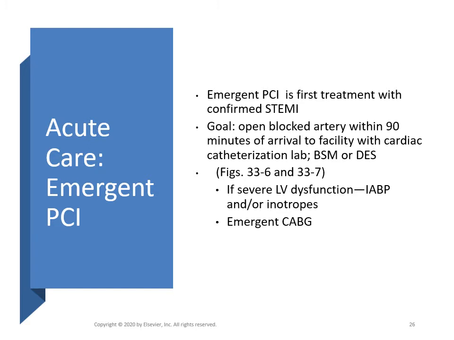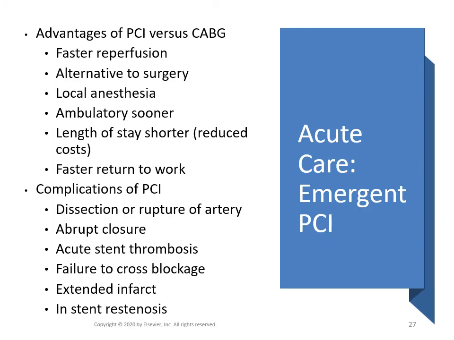In this case, the patient undergoes a cardiac catheterization to locate and assess the severity of the blockage, determine the presence of collateral circulation, and evaluate left ventricular function. During the procedure, a bare metal stent (BMS) or a drug-eluting stent is inserted into the blocked coronary artery. Patients with severe left ventricular dysfunction may require intra-aortic balloon pump therapy and/or inotropes such as dopamine.